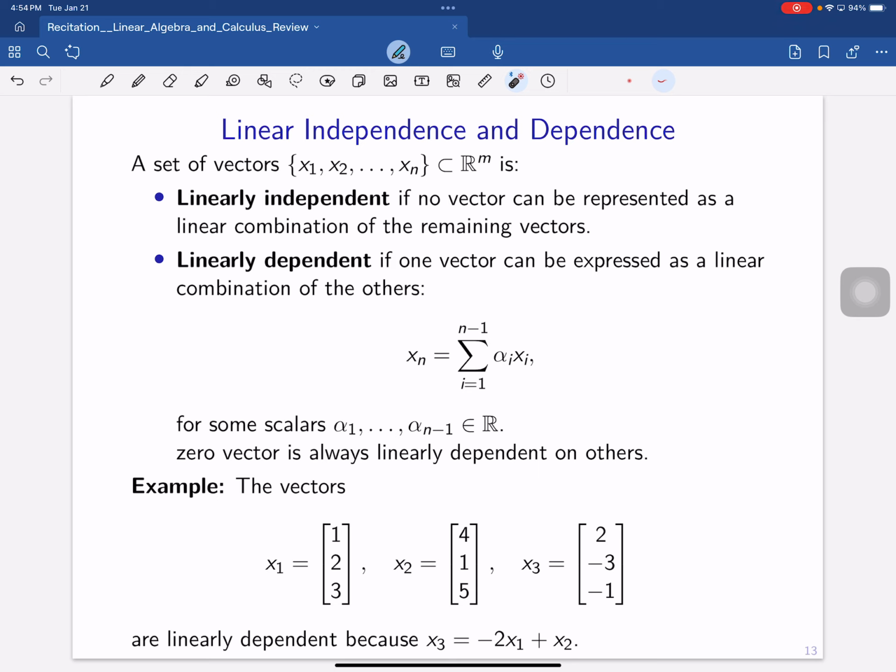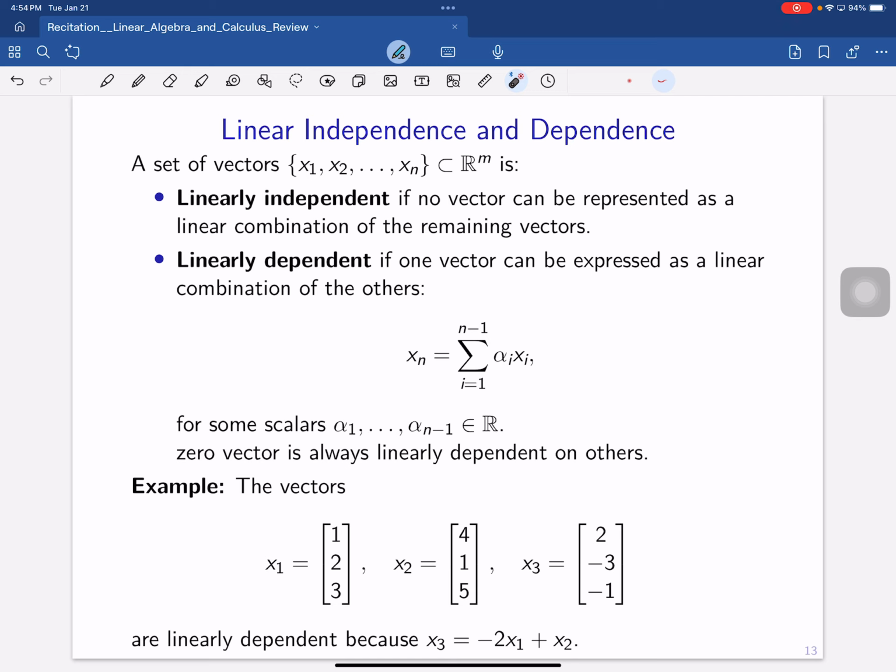One concept I want to explain here is linear independence and linear dependence. If I give you n vectors with m dimensions, x1 all the way to xn, I call those vectors linearly independent if no vector can be represented as a linear combination of the other vectors. If you can pick one vector, without loss of generality xn, that can be represented as a linear combination of the rest of the n-1 vectors, then they are linearly dependent, okay?